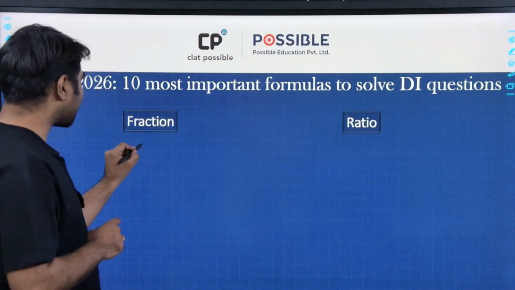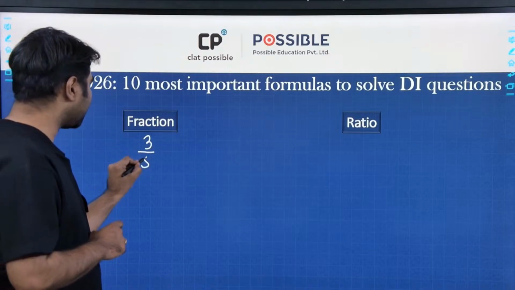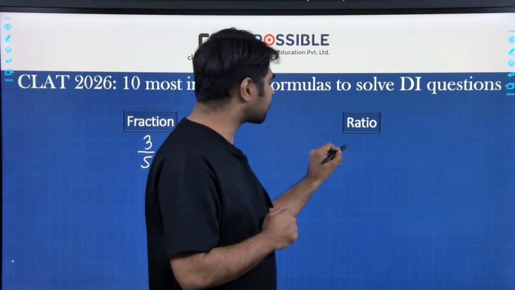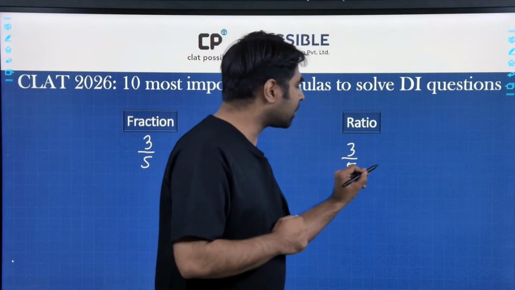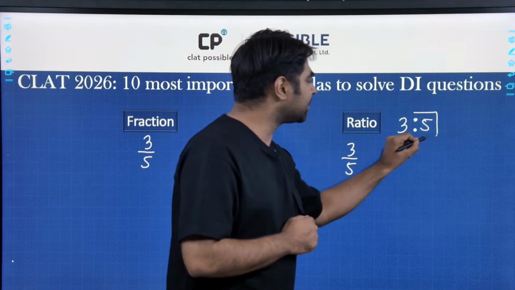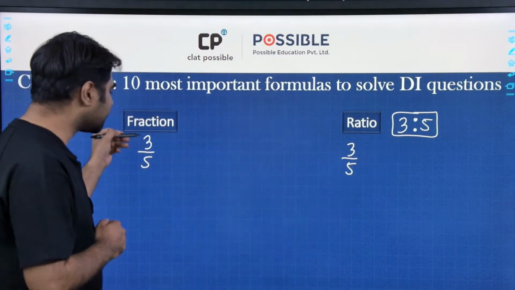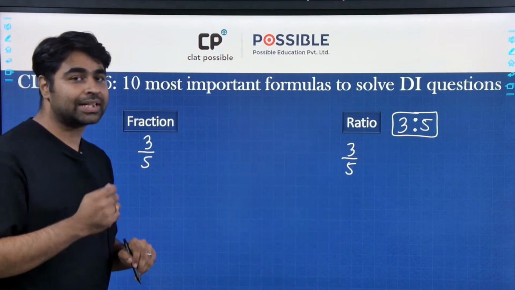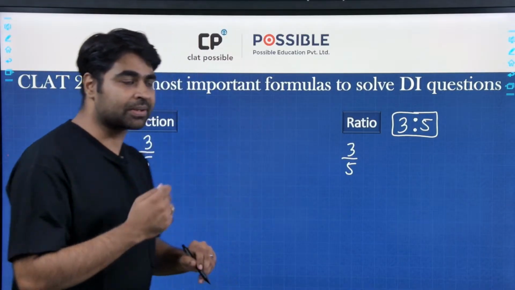So what is a fraction? If I say that the fraction is 3 upon 5 and I say the ratio is also 3 upon 5, some of you might have thought that the only difference between ratio and fraction is that ratio is written in this particular format and the fraction is written in this particular format. But no, that is not the only difference. What is the major difference?